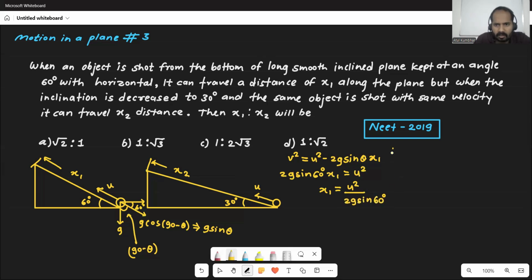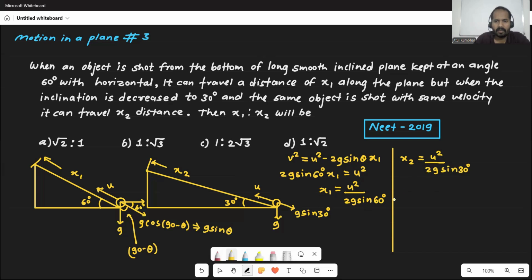Similarly, we can find out for the 30 degree inclination. Here its component will be g sine theta, and theta is 30 degree, so g sine 30. We can apply the same equation, so directly x2 will be u square divided by 2g sine 30.